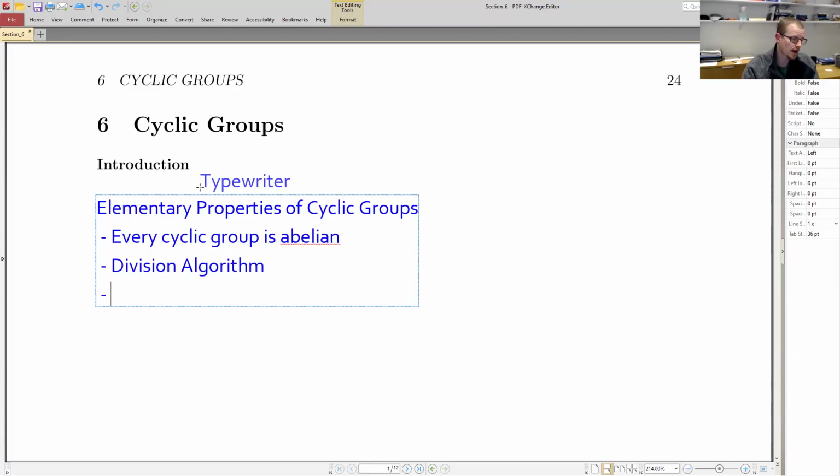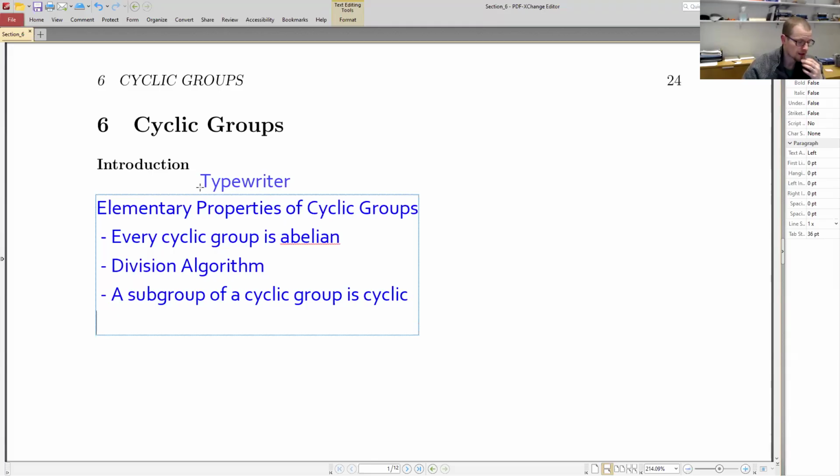The division algorithm isn't what is actually important. What we want to take away is the ability to use it in a proof that a subgroup of a cyclic group is cyclic. So any subgroup of a cyclic group is cyclic. You can't come up with something that is not cyclic as a subgroup of a cyclic group. So that's a very nice property as well.